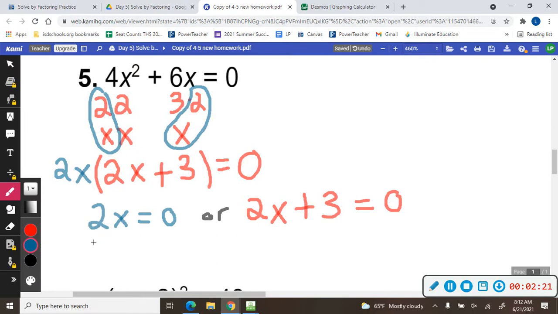Now we'll solve this one first. The 2 has no effect on the solution, but to solve for x, I could divide both sides by 2. And I get x is 0. In other words, if I was to put 0 here and here, 0 squared times 4 is 0, 6 times 0 is 0, 0 plus 0 is 0.